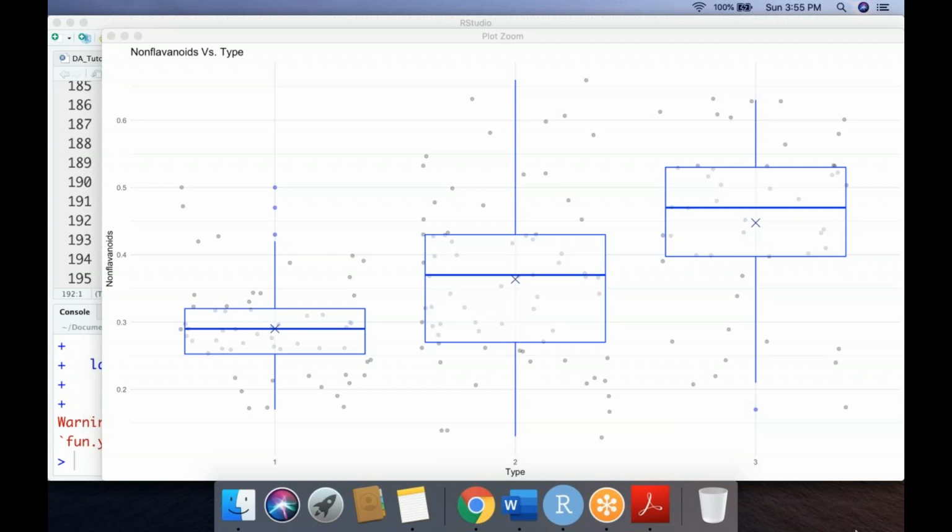So basically, this parameter is contributing more in type 2.